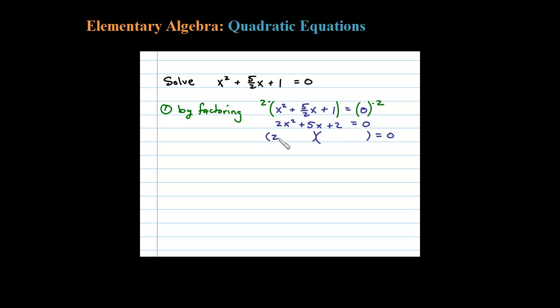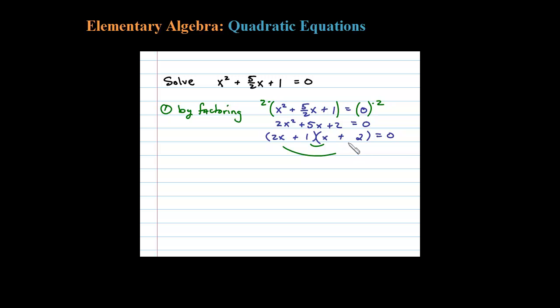So 2x squared breaks up as 2x times x. 2 factors as 2 times 1. Notice I'm going to put the 2 out there. So when I factor this, I'll have a 1x and a 4x. 1x and 4x adds up to positive 5x if they're both positive. And then a plus 1 times a plus 2 is positive 2.